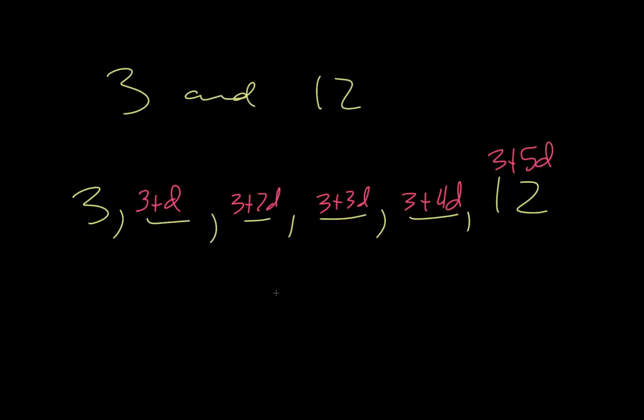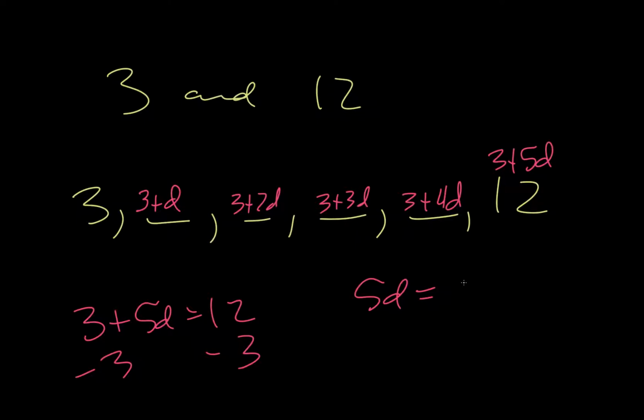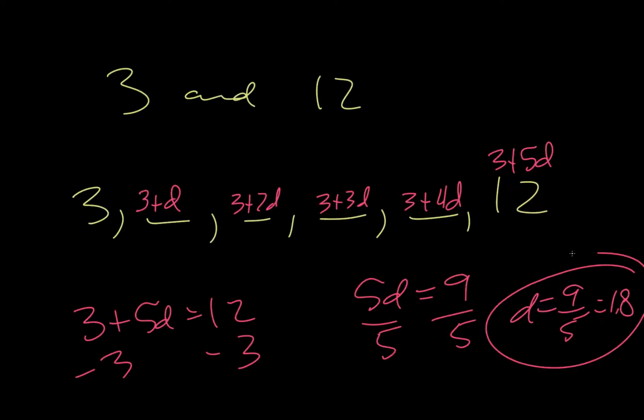Okay? Now, we know that 3 plus 5d is equal to 12 because they're the same thing. And so all we need to do is solve. So 5d equals 9. We divide both sides by 5. So d equals 9/5, or 1.8. That's all they wanted on that one.